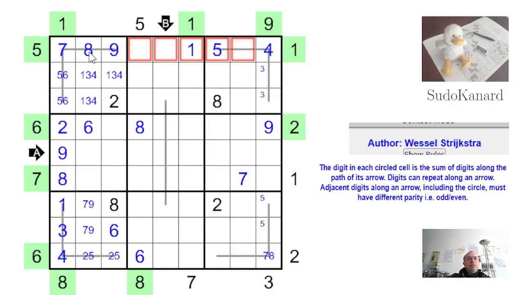Here we still need 2, 3, and 6. So this is 2 or 3. 5 goes there. 2, 3, and 6. All of them, oh, by the way, 3 here. So this is 2 or 6. Both seem to work with the 3. There is a 5 somewhere.